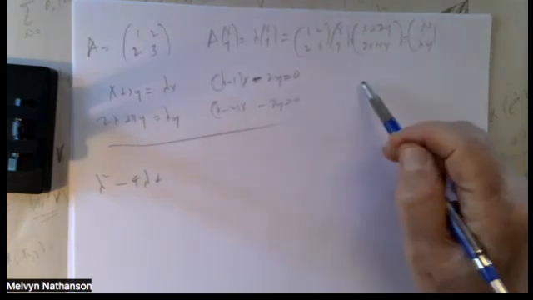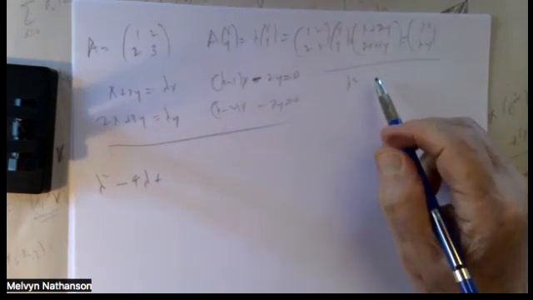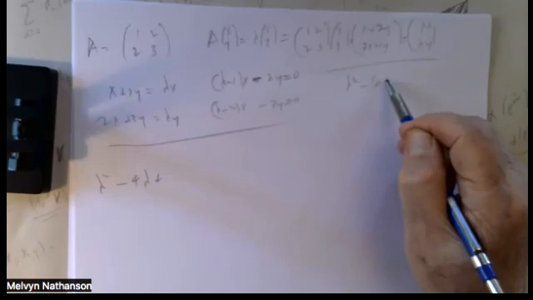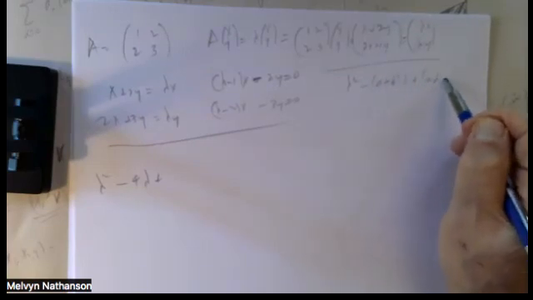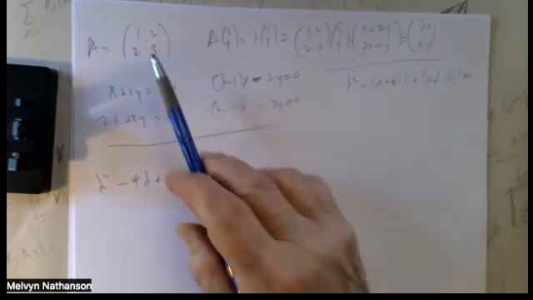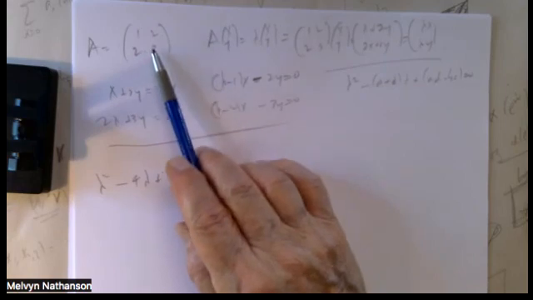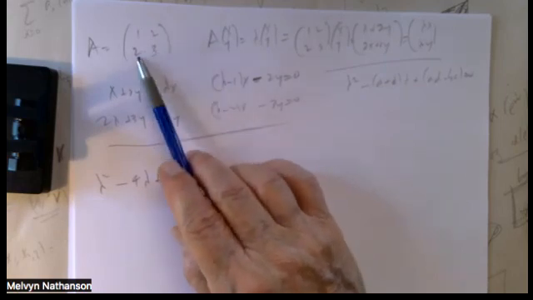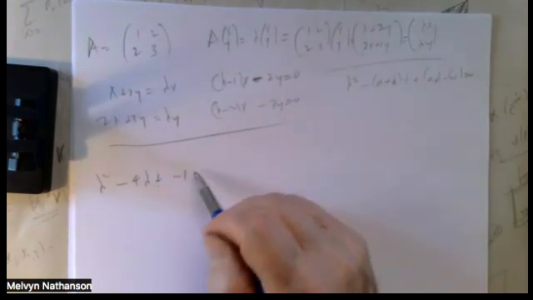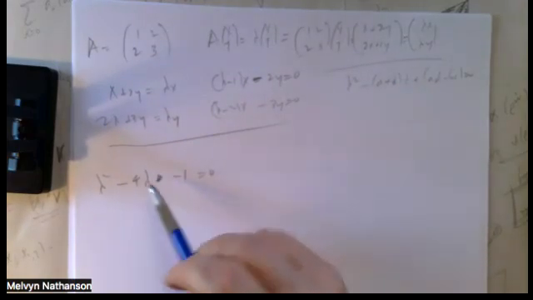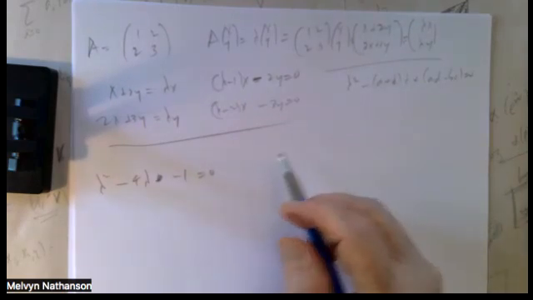This is my equation: lambda squared minus (A plus D) lambda plus AD minus BC equals 0. A plus D is 4. AD is 3. BC is 4. 3 minus 4 is minus 1. So my equation is lambda squared minus 4 lambda minus 1 equals 0.